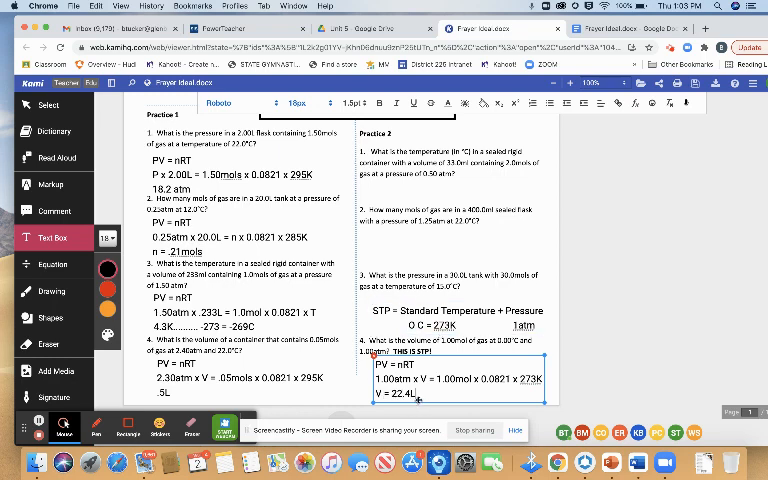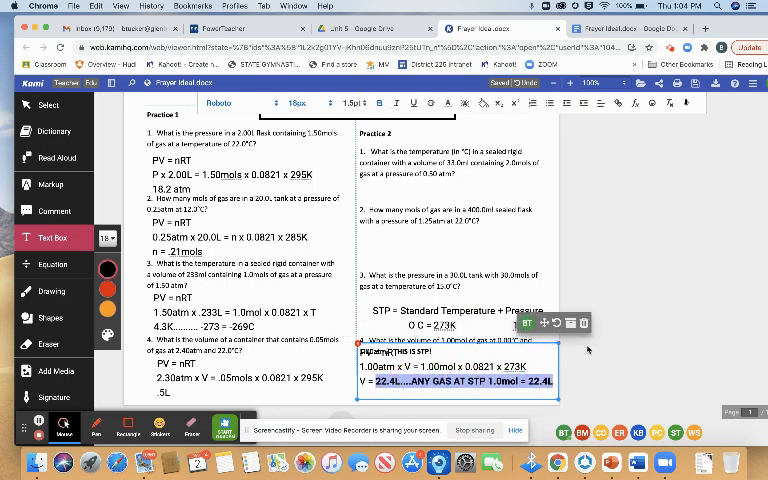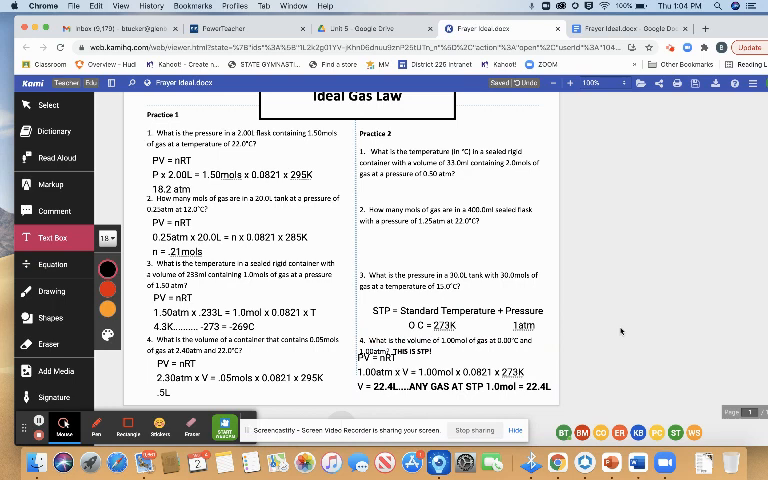So I would like you to circle this and highlight this. What this means is that for any gas at STP, 1 mole of it is 22.4 liters. So what this means again is that any gas at STP, 1 mole of it will occupy 22.4 liters. And this is going to end up being a little shortcut we use next class.